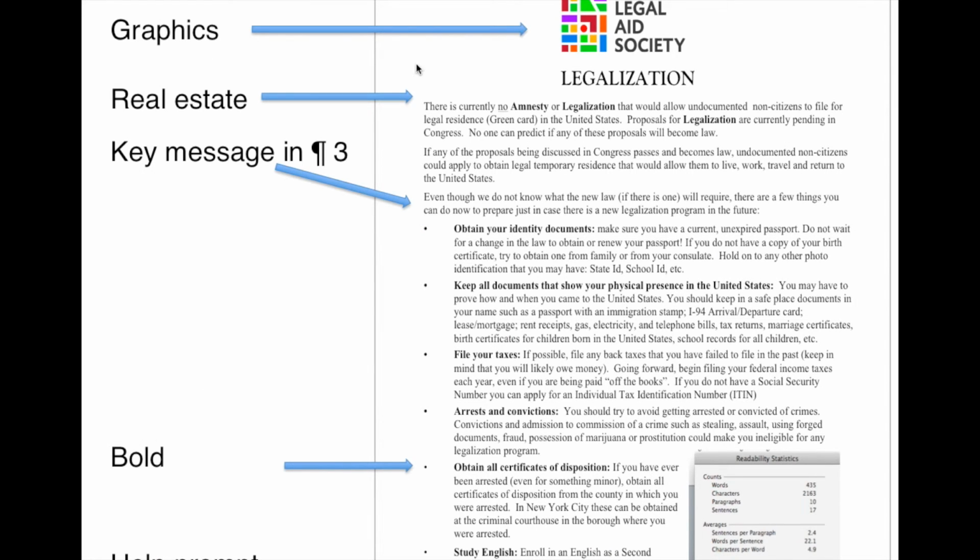We've talked about meaningful graphics. We can look at the logo for Legal Aid Society and decide if that helps to convey some meaning. And real estate. Is the most important information in the right spot? How about the key message? In this document, it's all the way down in the 4th paragraph, which is really way too low for reading persistence. We have pretty good use of bold, but we don't have a help prompt.